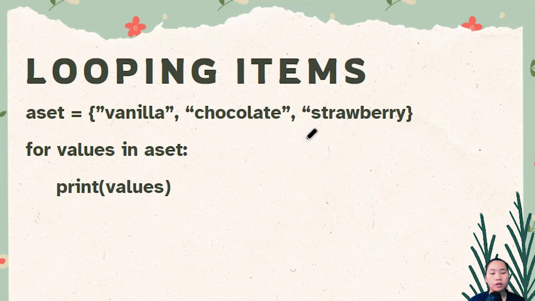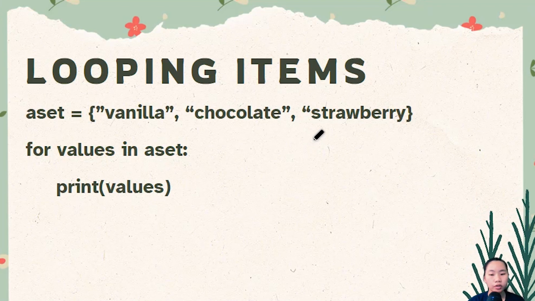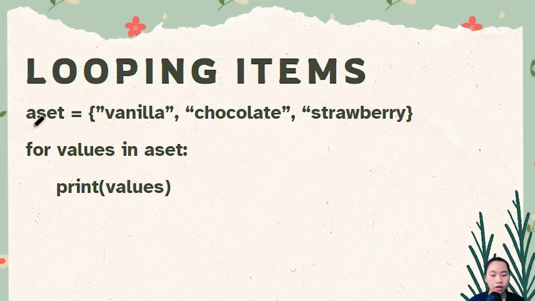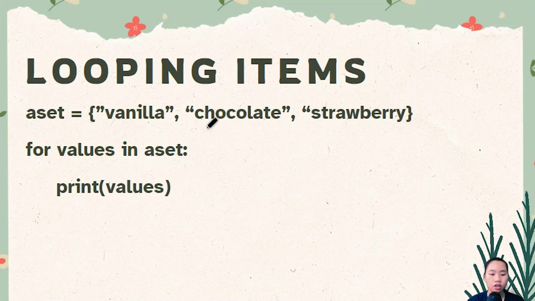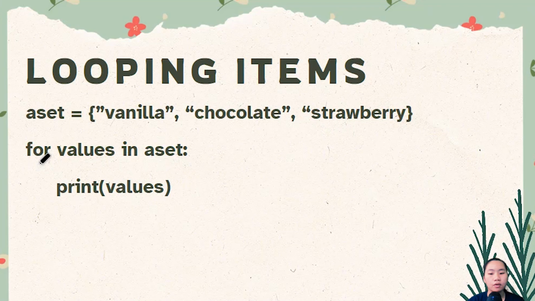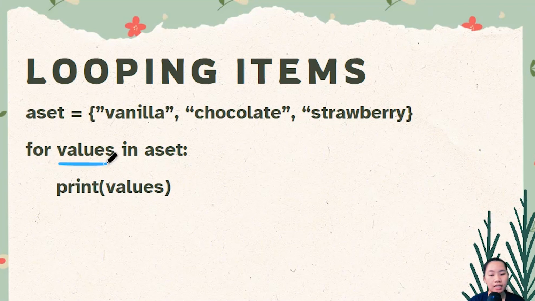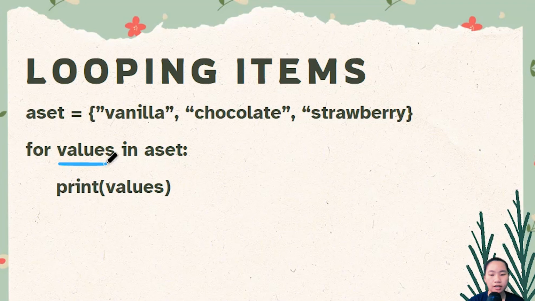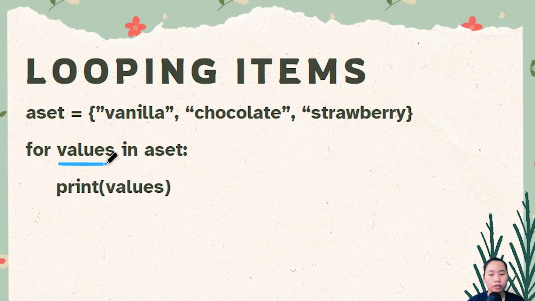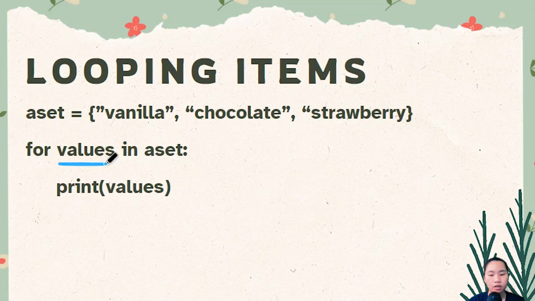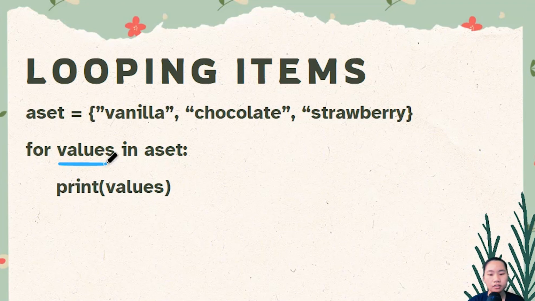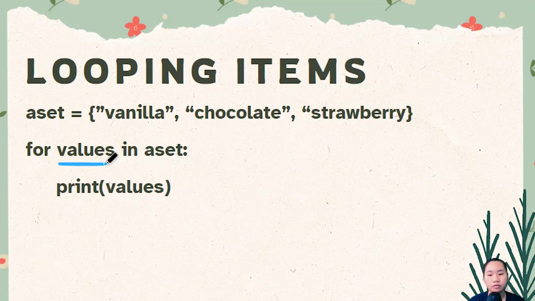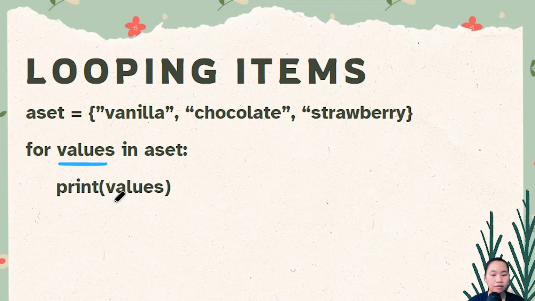First off, with looping, you can always rely on your good old for loop. I have a set over here with the values vanilla, chocolate, and strawberry. Now, for values, this once again is a placeholder, and you can use any sort of text you want. You can use single characters like X, Y, A, B, C, or any name. It doesn't have to be values, is what I'm trying to say, okay? For values in a set, print values.